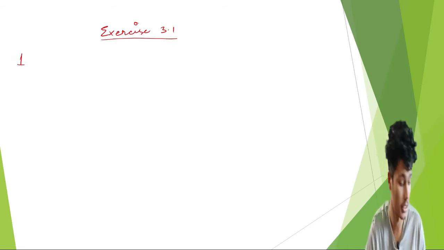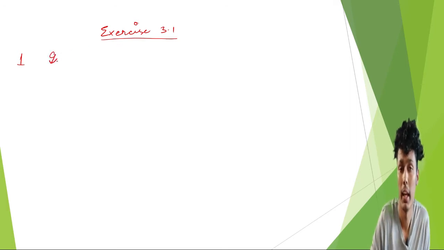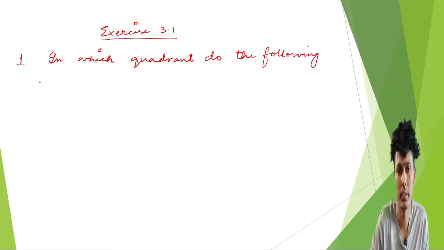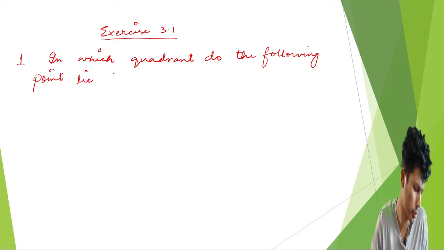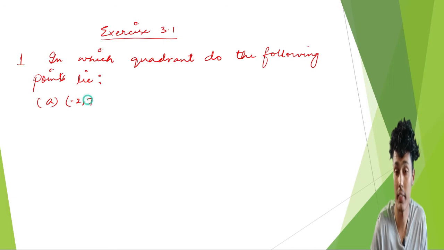So, let me take A first. What does the question say? In which quadrant do the following points lie? So let me take part A, that is (-2, 7).